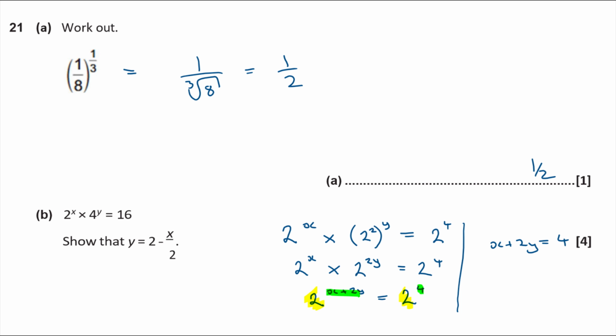Getting close. So then taking the x the other side, I'm going to get 2y equals 4 minus x. And then dividing both sides by 2, I'm going to get y is equal to (4 minus x) over 2, which I can then break away into two things. I can say that is equal to 4 divided by 2, which is 2, and x divided by 2, which is half of x, or x over 2 as it's styled in this question. So that gives me then that y equals 2 minus x over 2 as requested.